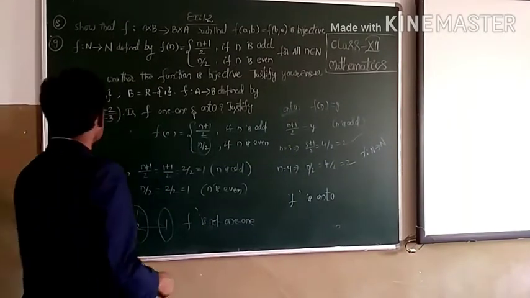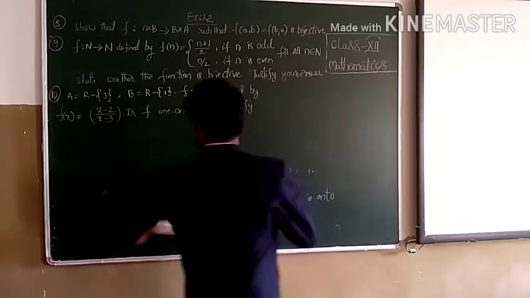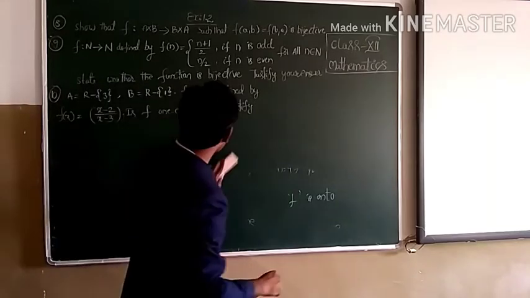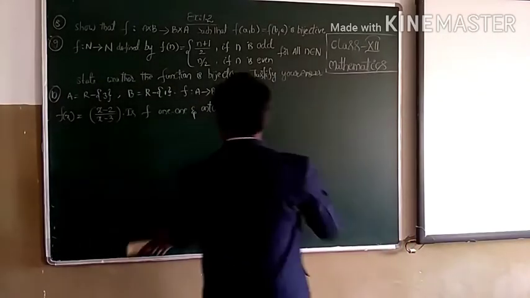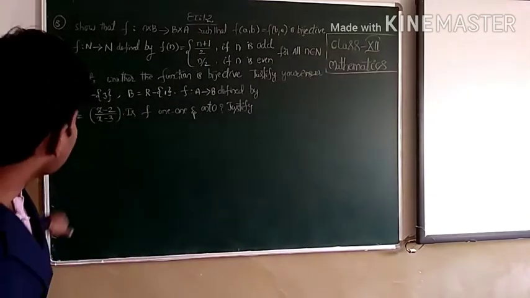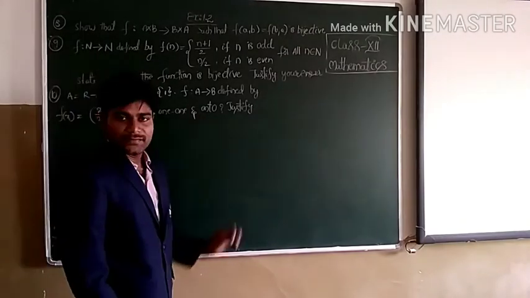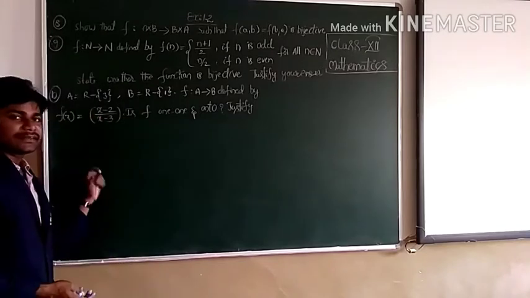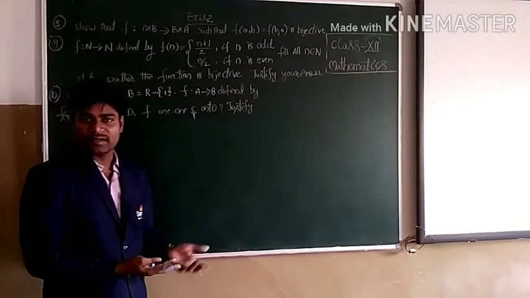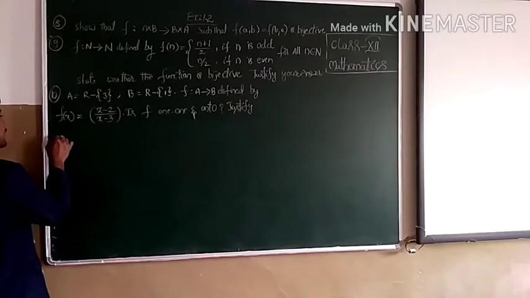So let's see another problem. The 10th one is: A is equal to R minus 3 and B is equal to R minus 1, and the function f is defined from A to B. Then f of x is equal to x minus 2 by x minus 3. Here also, the function is given, so we need to check whether it is a one-one function or an onto function, and justify your answer.